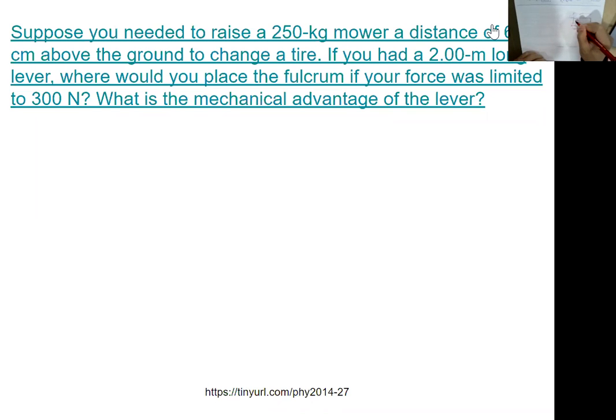So then we are looking for this x. If this is x, then this is 2 minus x, right? From the pivot point to the input force. So that's your Li. Li is 2 minus x. Your Lo, the lever arm for the output, is x. So you should have Fi Li equals Fo Lo, right? Where Fo is equal to the mg.